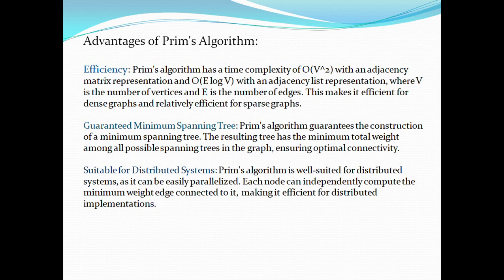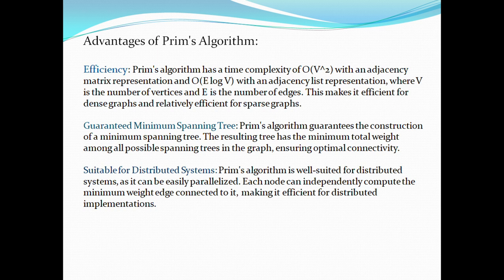Advantage of Prim's algorithm: the efficiency. Prim's algorithm has time complexity O(V squared), where V is the number of vertices, with an adjacency matrix representation, and O(E log V) in adjacency list representation, where V is the number of vertices and E is the number of edges. This makes it efficient for dense graphs and relatively efficient for sparse graphs.